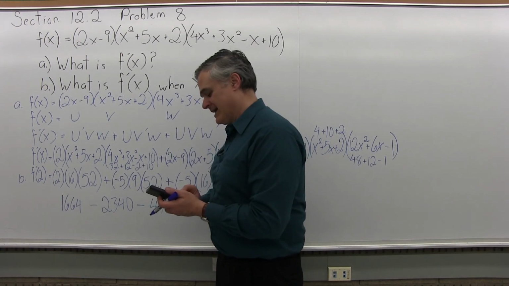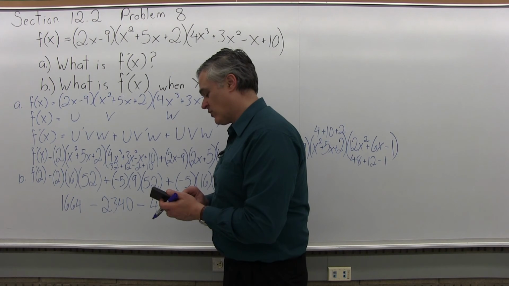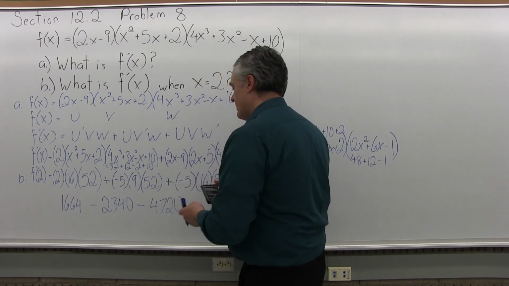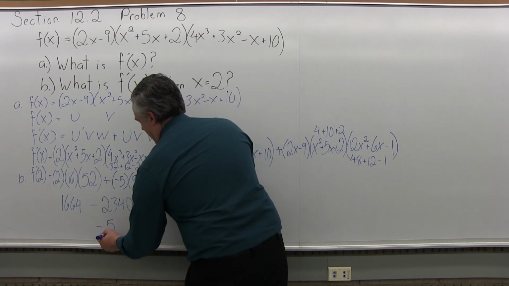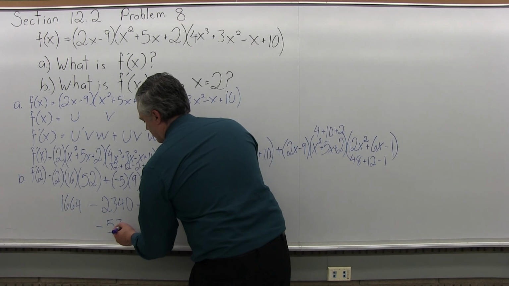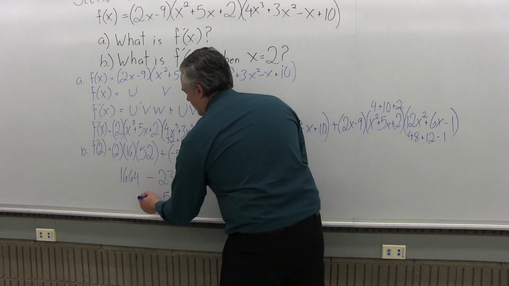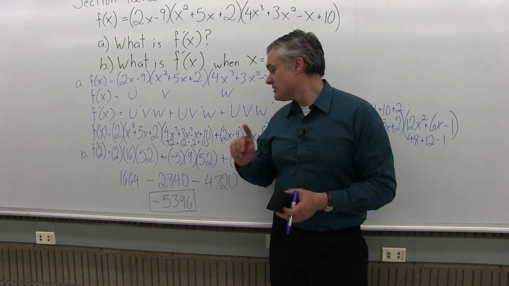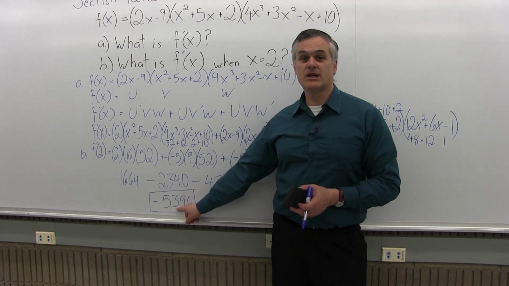And now, to finish with the calculator, I will do 1,664 minus 2,340 minus 4,720 gives me a final answer of negative 5,396. So f prime of x when x is 2 is equal to negative 5,396.